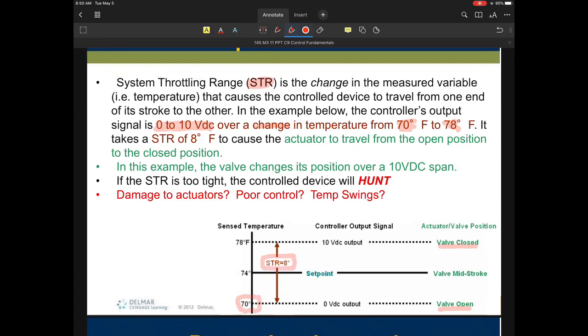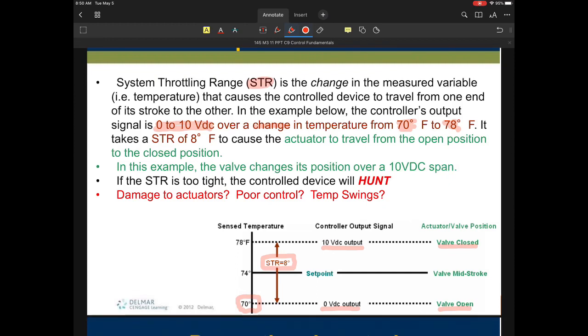So this would mean that with the valve wide open and the valve fully closed, I will have a system throttling range between 70 and 78, or a system throttling range of 8 degrees. It doesn't always mean that it's going to be 8 degrees. Certainly doesn't mean that it has to be 8 degrees away from set point. It just simply means that is the throttling range of the control system, in this particular case.